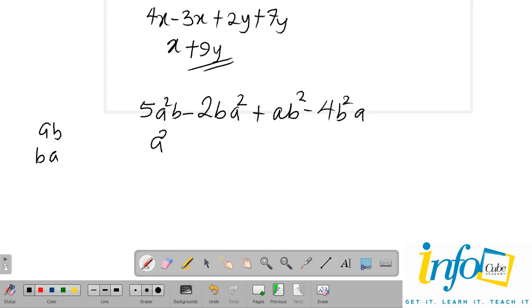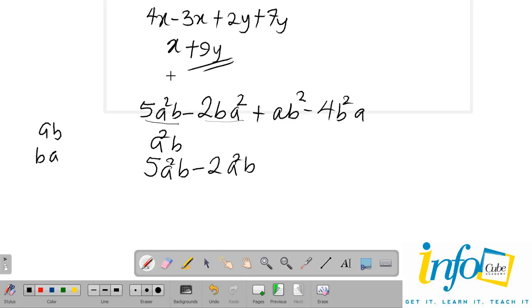Now, I have a square b. Just look at the ones that have the square on top of it. In this place, I have square in a. In the next term here, I have square in the a, and I have b. So this term and this term both have the same letters. The only thing different is that in this second one, b came first. So all I need to do is to rearrange this to put it the way I'm meant to put it. So I'll have 5a square b and minus 2a square b.